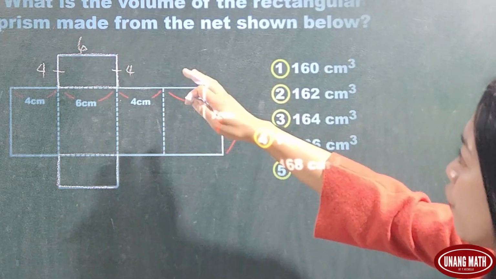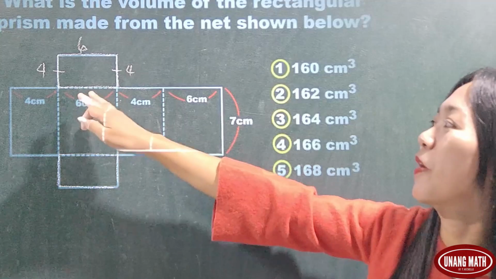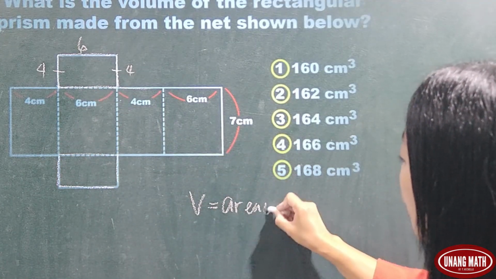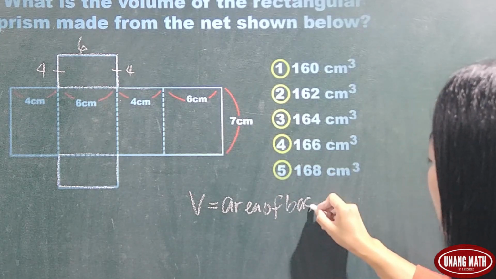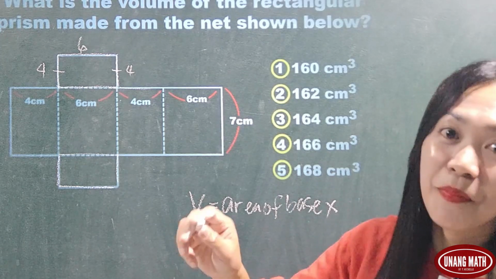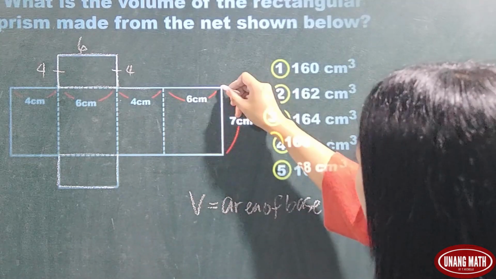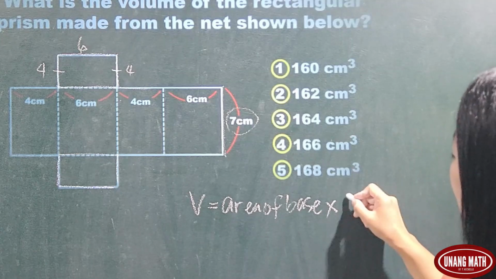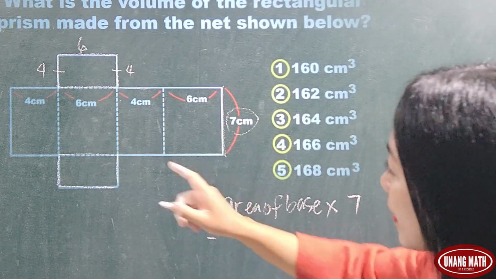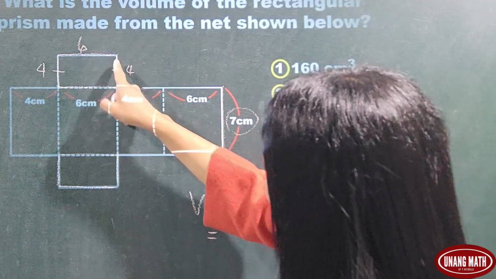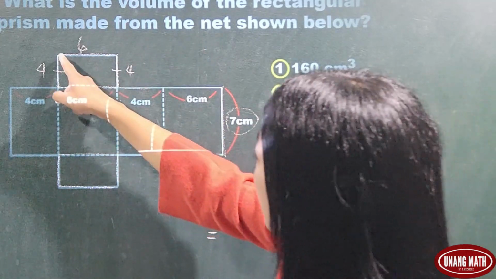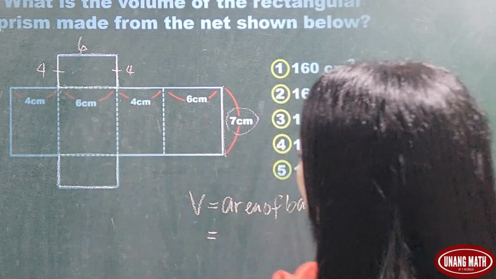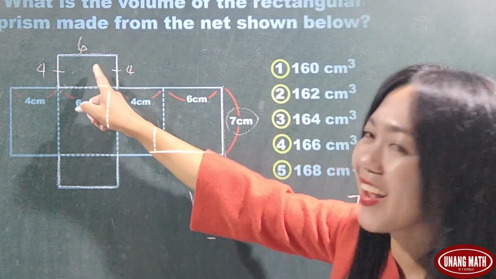So we are looking for the volume of this rectangular prism. So volume would be area of the base. Okay, we just have to multiply this by the height of the prism. So the height of the prism is 7 centimeters. So this is times 7. Okay, since the base of this rectangular prism is a rectangle, we just have to get the area of this rectangle. So area would be length times width.